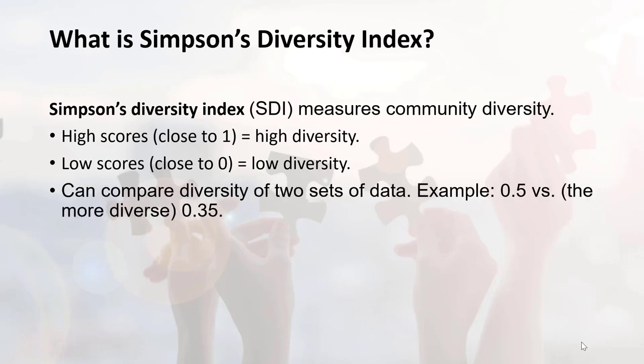One of the more useful aspects of the index is to compare two sets of data to see which is more diverse. For example, if one has an SDI of 0.5 and another has an SDI of 0.35, then the set with the SDI of 0.5 is more diverse.